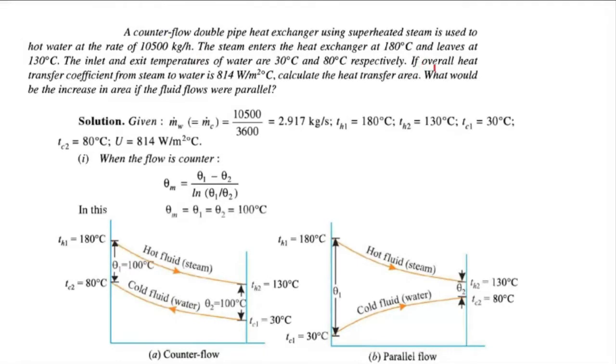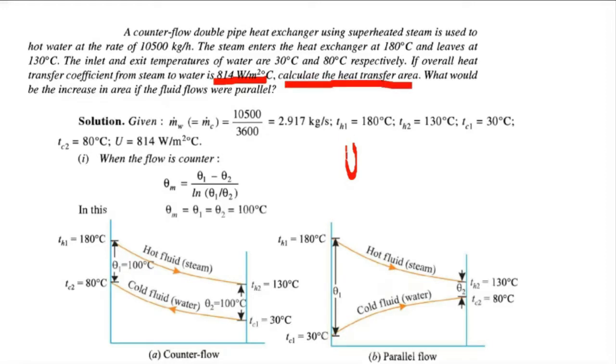Now, in the question, they are saying that the overall heat transfer coefficient from steam to water is 814 watt per meter square degree Celsius. It means this is the H value or this is capital U value. Capital U value is given to you. It is 814 watt per meter square Kelvin or 814 watt per meter square degree Celsius. What we need to do is find out the heat transfer area.